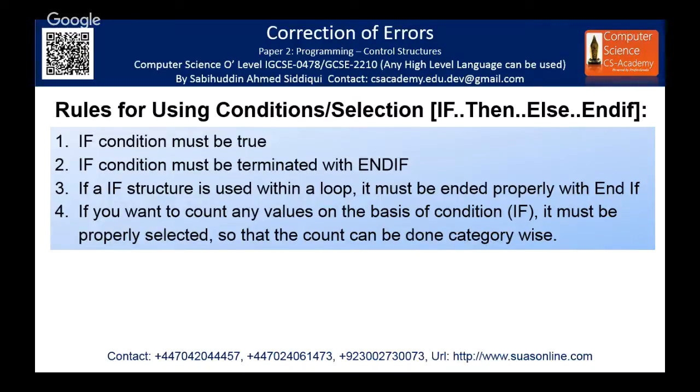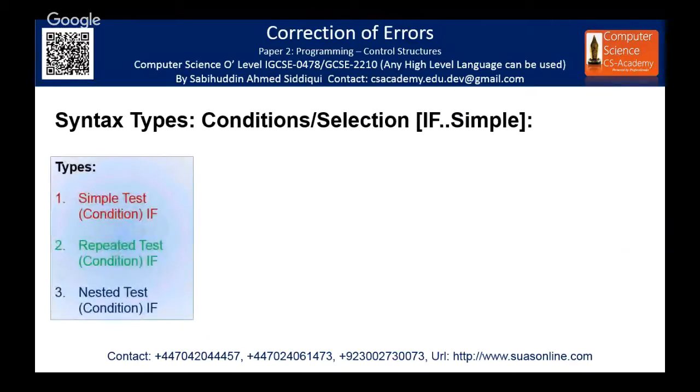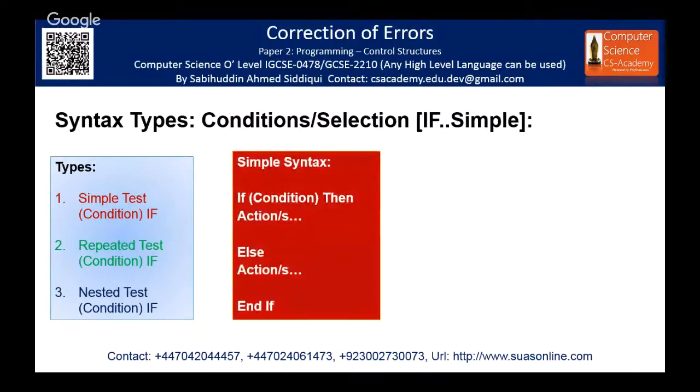Now moving on to the next part, which is regarding the syntax of the simple if. You will see we have divided this into three types: simple test condition if, repeated test condition with if, and the nested test, or you can say nested if. Now the simple syntax tells you about the structure, that is, how the condition is tracked.